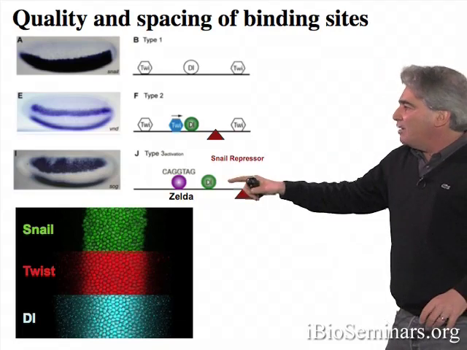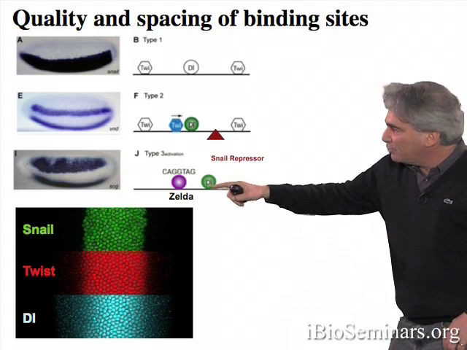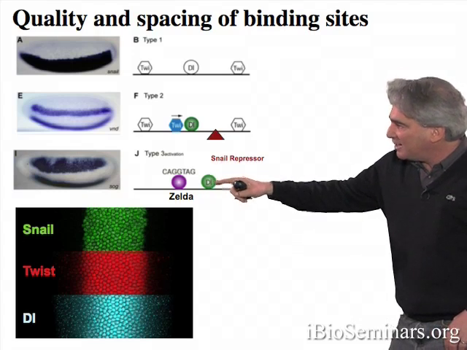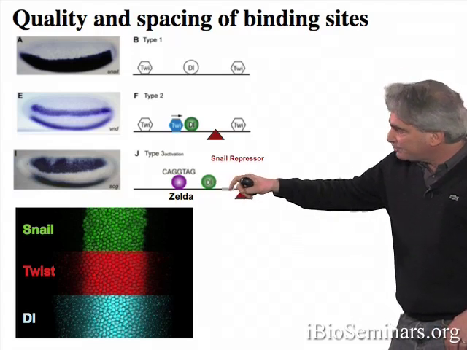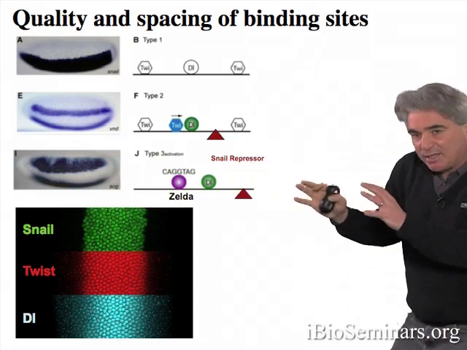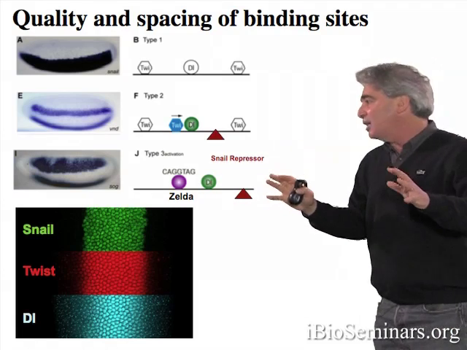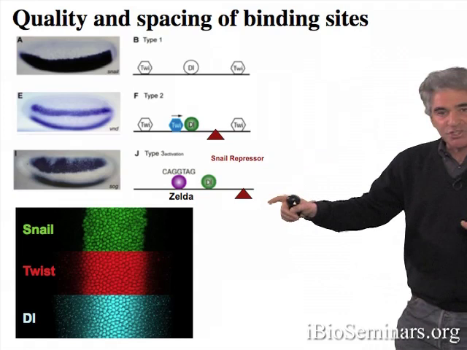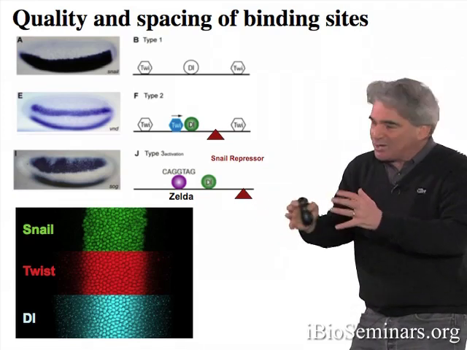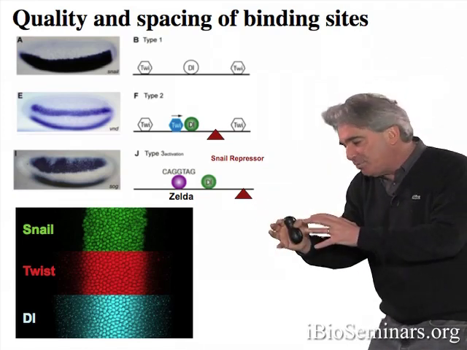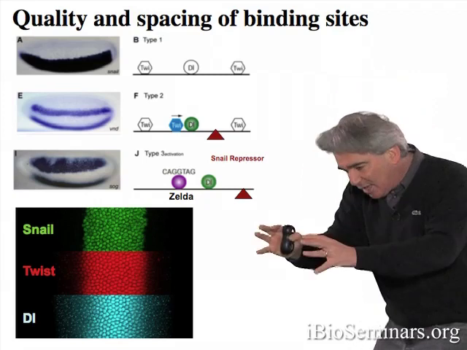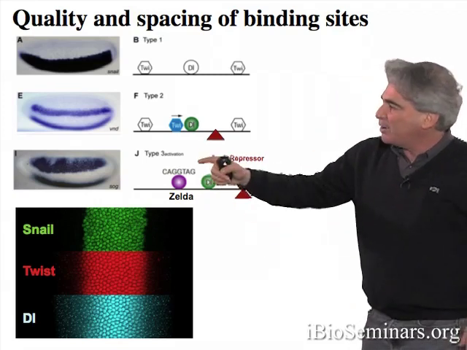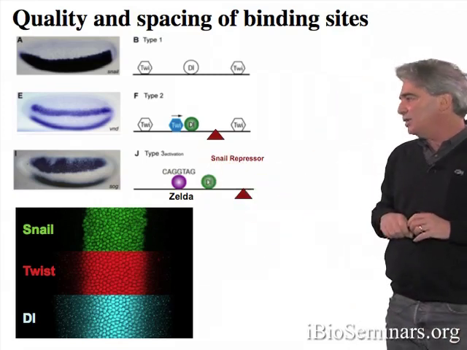And then finally, type 3 target genes, which respond to the lowest levels of the dorsal gradient, have multiple high affinity dorsal binding sites, once again indicated by the green ball, as well as closely linked binding sites for ubiquitous transcriptional activators such as Zelda. And this linkage between Zelda and optimal dorsal binding sites ensures that the lowest levels of the dorsal gradient are able to activate the type 3 genes.